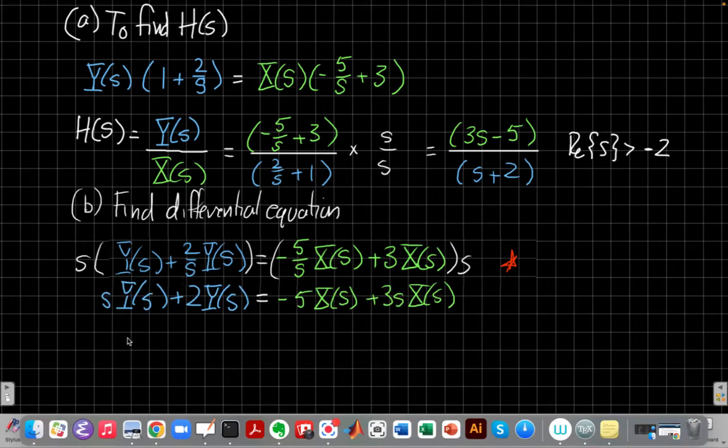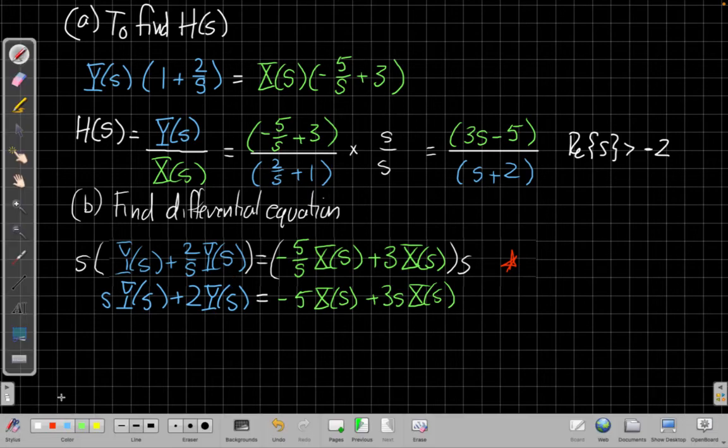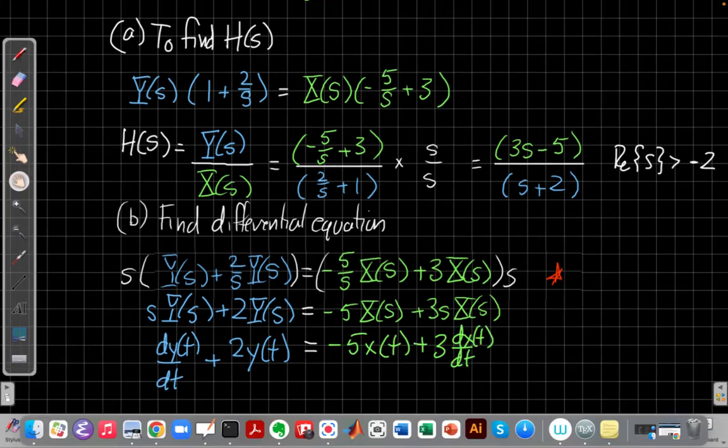And now I go through term by term, doing an inverse Laplace transform using my razor-sharp knowledge of Laplace properties. I'm exaggerating. There's really only 3 you need to know, right? Multiplying by s in Laplace is a derivative. So this is dy dt. Adding 2 Laplace transforms is still adding, and scaling by a constant stays scaling. So 2y of s, if I take the inverse Laplace transform, is 2y of t. Continuing in this way, I get my final differential equation here: dy dt plus 2y of t is minus 5x of t plus 3 dx dt.